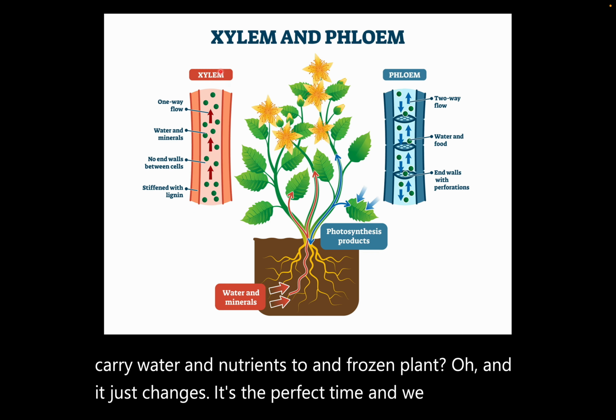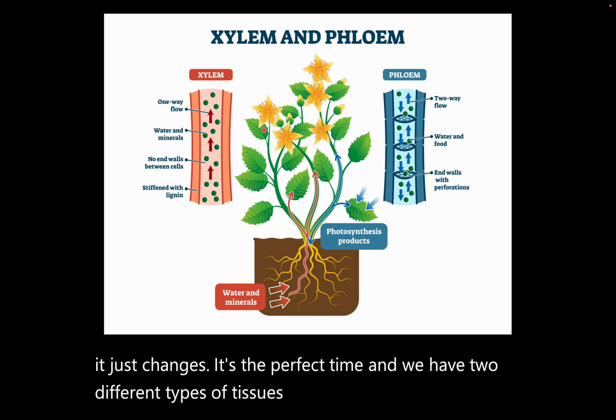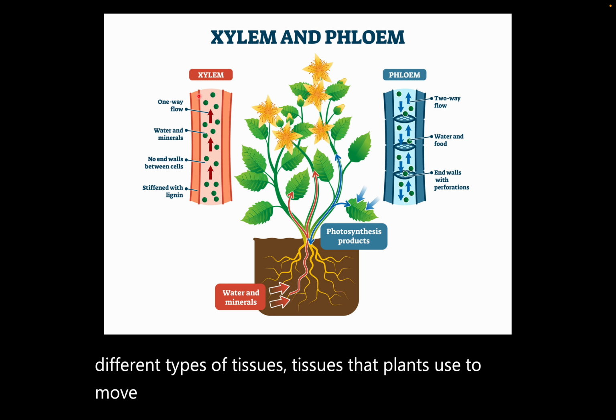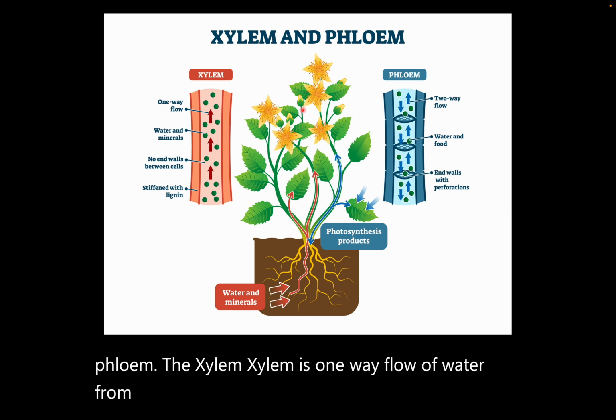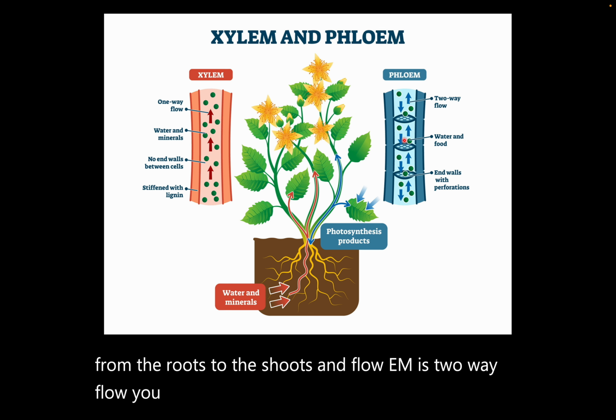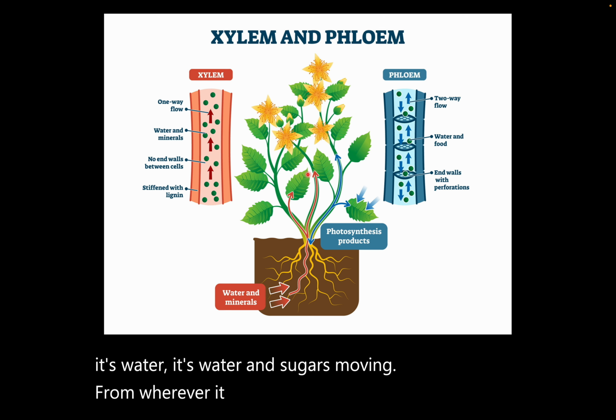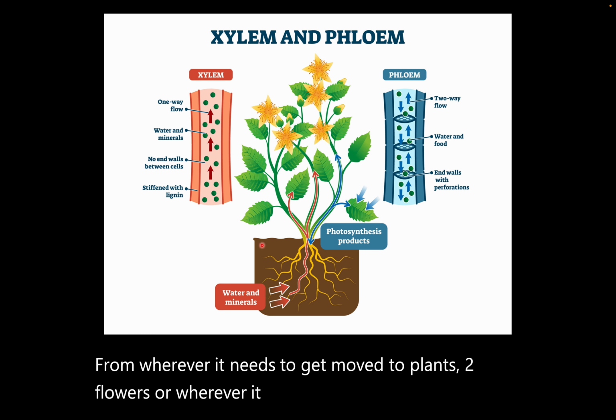We have 2 different types of tissues that plants use to move water and nutrients around: the xylem and the phloem. The xylem is a one-way flow of water from the roots to the shoots, and phloem is 2-way flow. It's water and sugars moving to and fro wherever it needs to get moved, to plants, to flowers, or wherever. It can move in both directions, up and down.